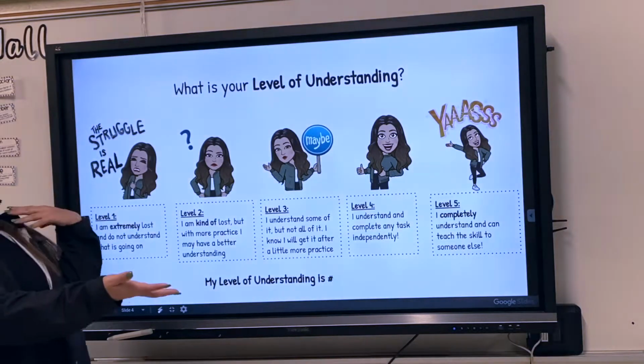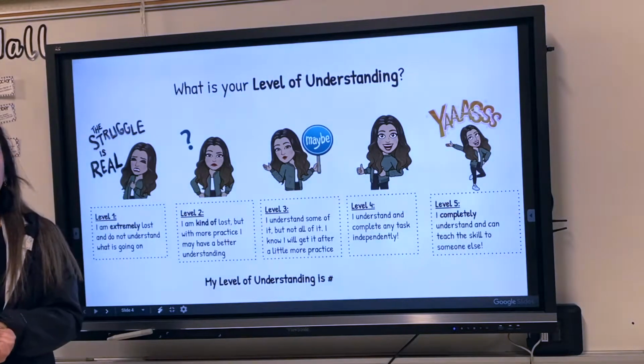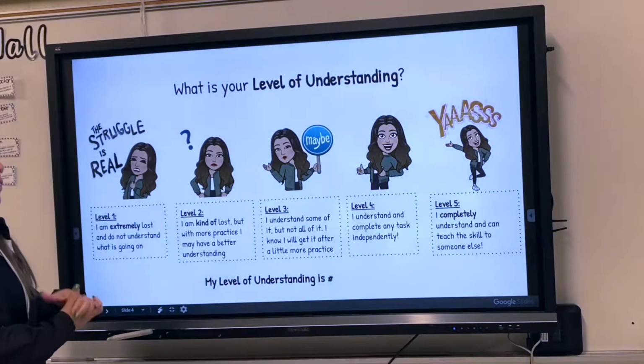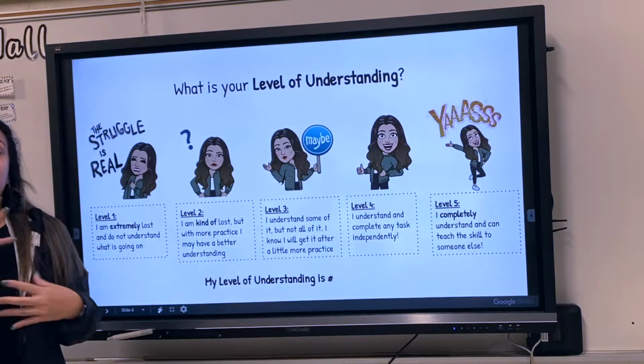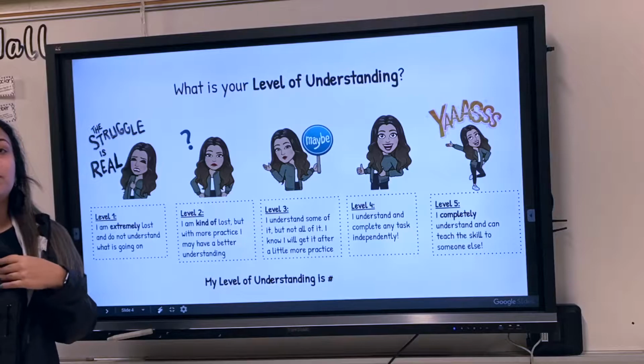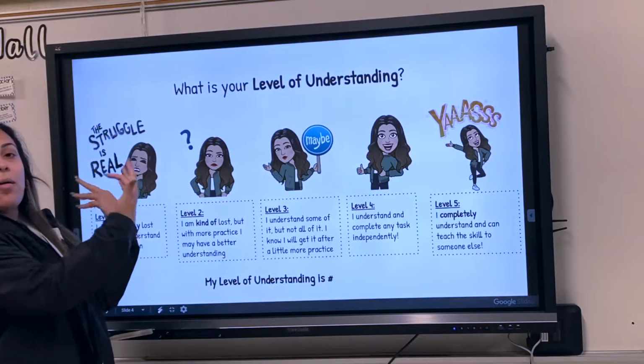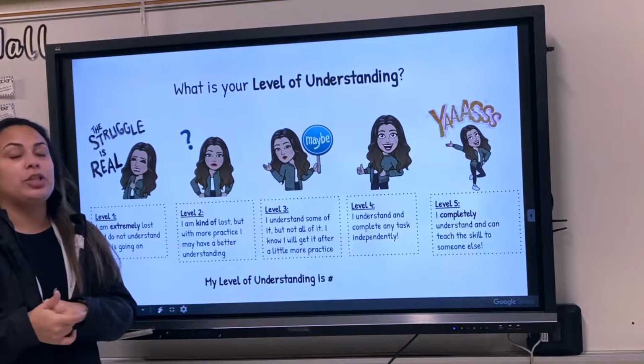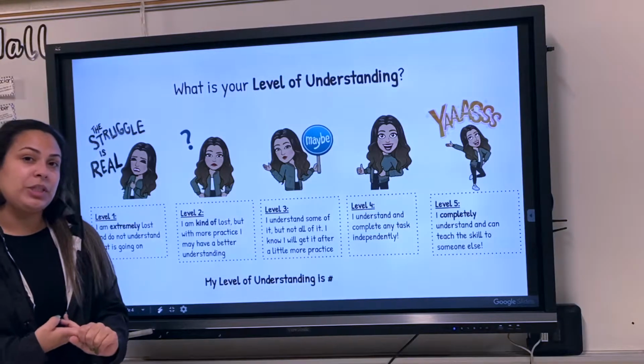We have this slide here that says, what is your level of understanding? So this just means, how do you feel about being able to complete the problems we just did? So just multiplying a 2-digit by a 2-digit number.